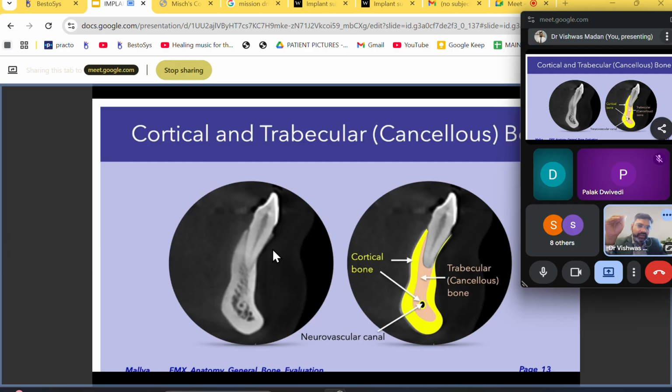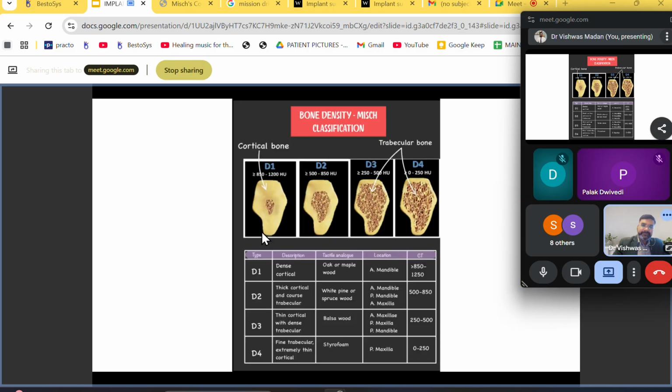So that's all what we want to understand about the bundle bone. There is a classification of facial bone which tells us if the bone is thin, what do we have to do? If the bone is thick, what do we have to do? So we'll come to that. Right now we are understanding what is the bundle bone.